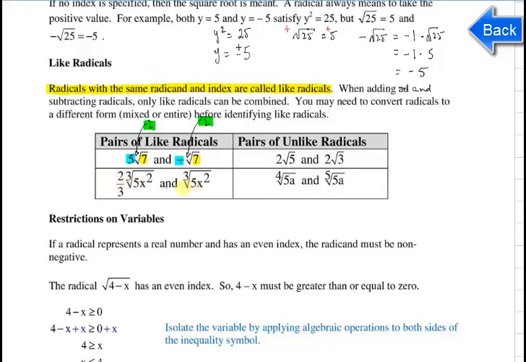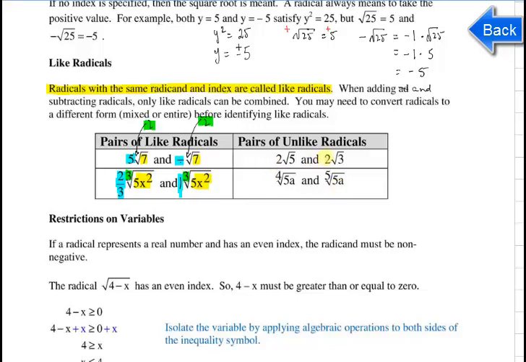In our next example, we once again have the same radicand, 5x squared and 5x squared. We have the same index. Notice it's a 3 in both cases. And again, our coefficients are not the same. You have 2 over 3 on the first one, and on the second one it is understood to be a 1.